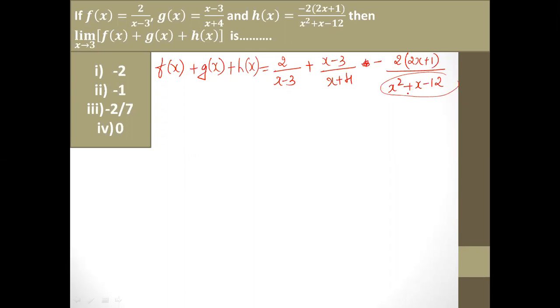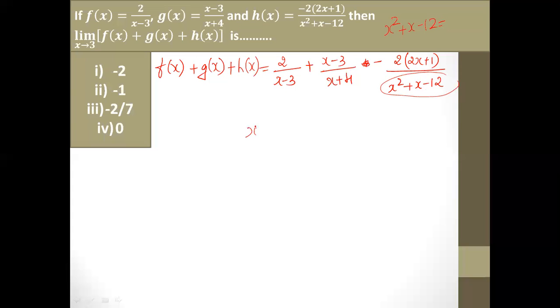Okay, so now what you do, you factorize x square plus x minus 12. Factorize x square plus x minus 12. That means find out the value of x. You do that by taking sum and product, which you used to do in high school. The same thing you follow over here. And tell me, what are the two factors of x square plus x minus 12?